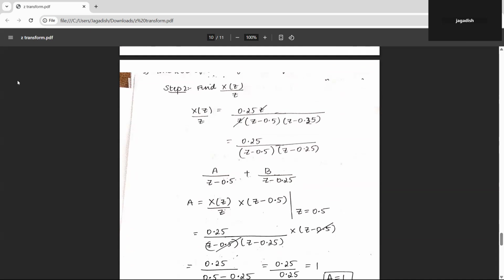The next step is to find X of Z divided by Z. So whatever expression is there, 0.25 divided by Z.